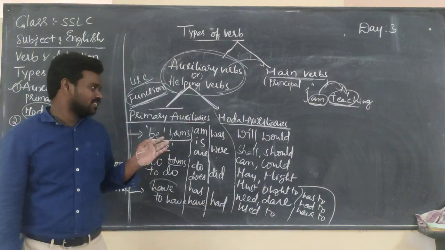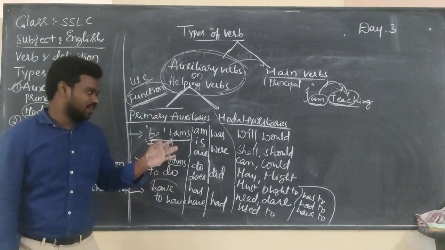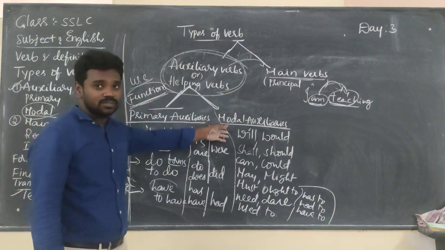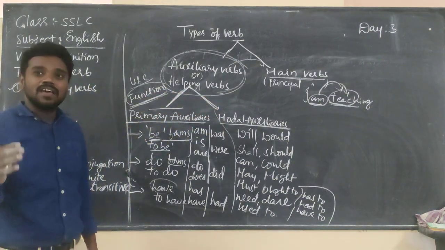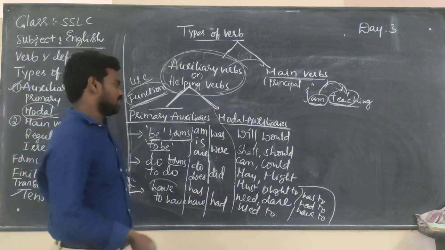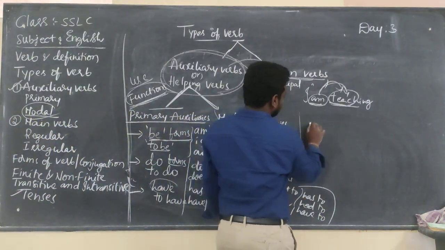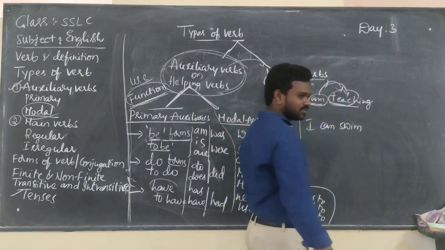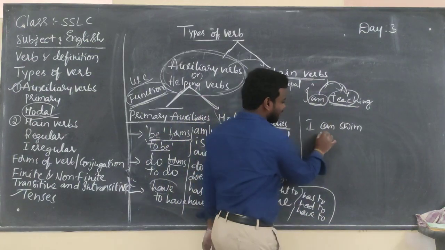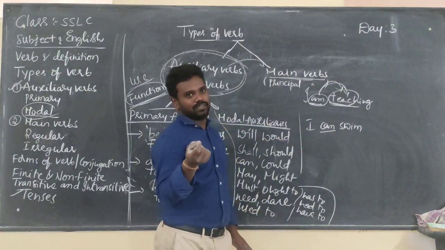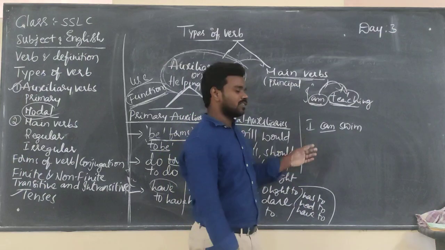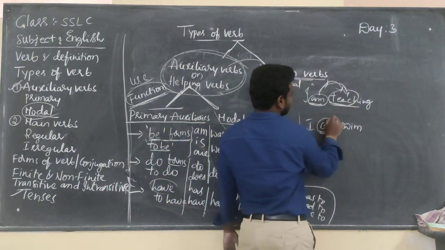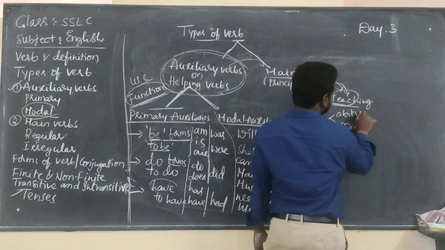Modal auxiliaries have separate functions in a sentence. I teach you the use and functions of modal auxiliaries when I teach you language functions. Let us see one example here. For example, I can swim across the river. Here, can talks about ability. It's your ability. You can swim across the river.